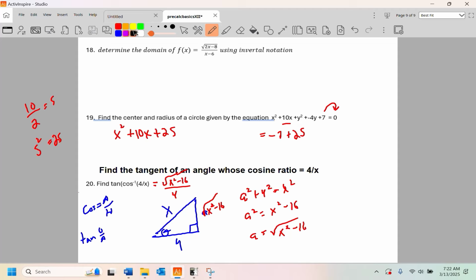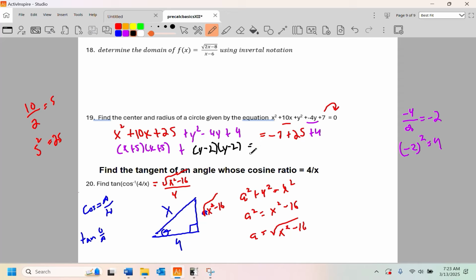Now I'm going to look at y, and I see a negative 4. I'm going to cut it in half, and I'm going to get negative 2. I'm going to square it and get 4. And I'm going to add that 4 to both sides. And now I'm going to factor. This is an x plus 5 times an x plus 5, plus a y minus 2 times a y minus 2, and it equals 22.